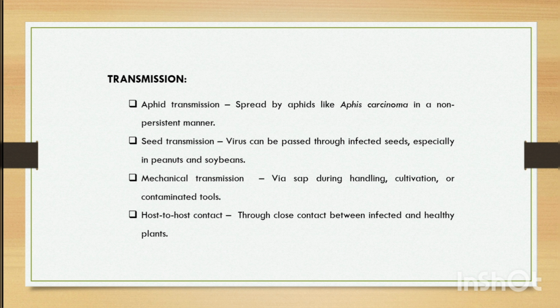Transmission. Transmission is by aphid transmission, seed transmission, mechanical transmission, and host to host contact. In aphid transmission, spread by aphids like Aphis craccivora in a non-persistent manner. Seed transmission: virus can be passed through infected seeds, especially in peanuts and soybeans. Mechanical transmission is done during handling, cultivation, or through contaminated tools. Host to host contact is through close contact between infected and healthy plants.